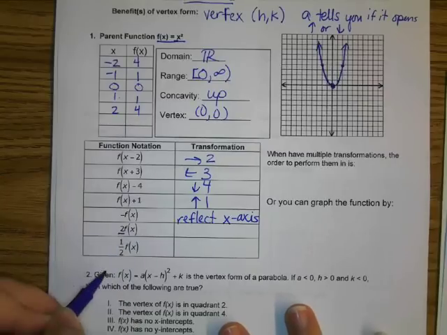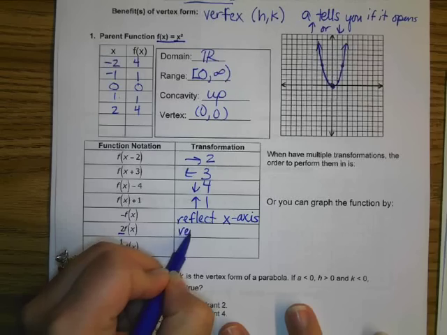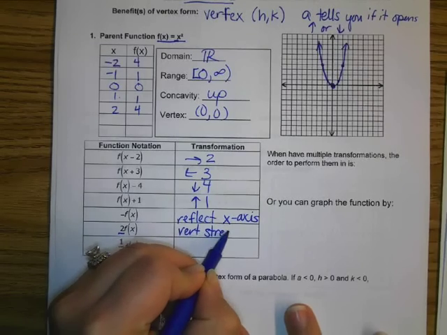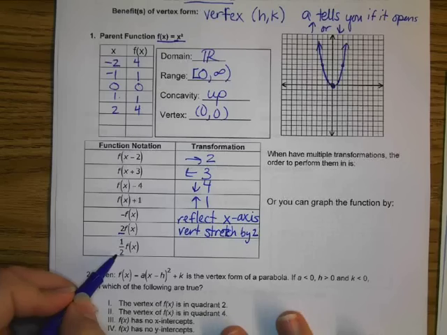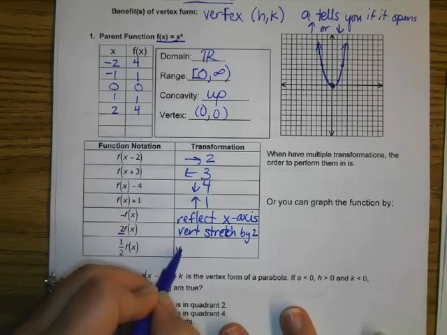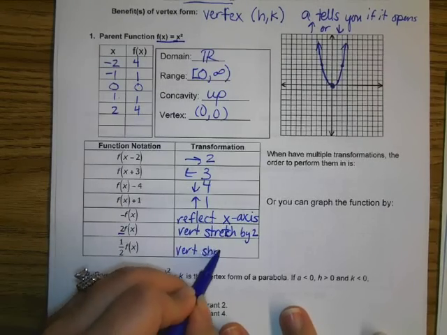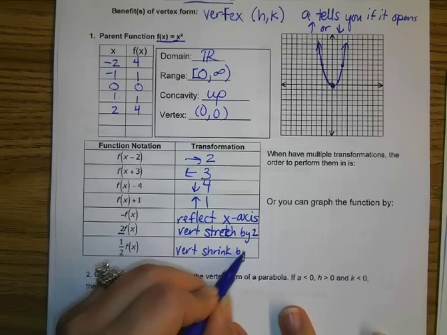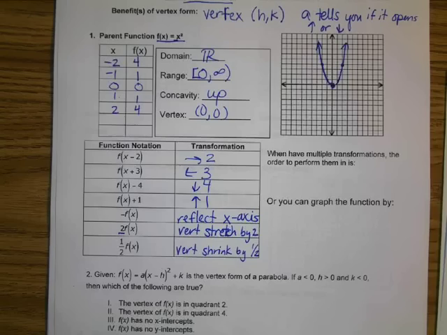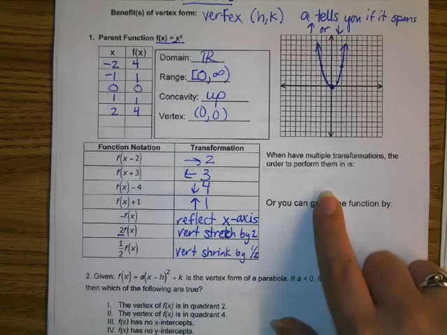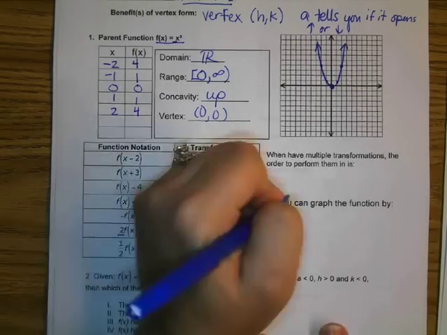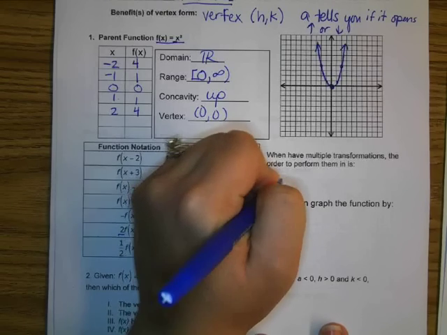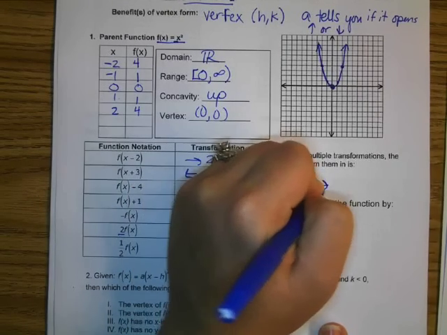And these coefficients in front are called stretches or shrinks. This is a stretch because the coefficient is greater than 1, so this is a vertical stretch by 2. And this is less than 1, so it's 1/2, which is called a vertical shrink by 1/2. When you have multiple transformations, the easiest way to remember the order to perform them is to just work from the inside to the outside.